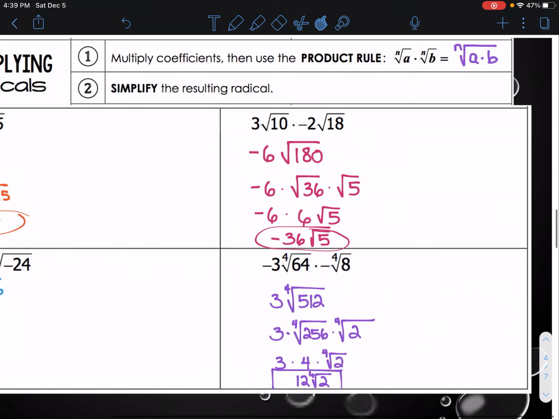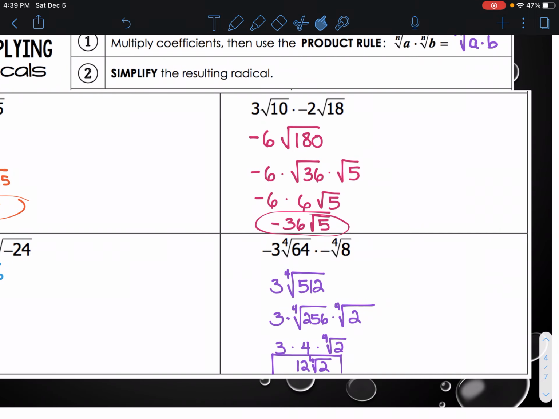So here on the second one, again, 3 root 10 times negative 2 root 18, and we're going to multiply the coefficients. So 3 times negative 2 gives us negative 6, and then the square root of 10 times the square root of 18 gives us the square root of 180. And then you break apart the square root of 180. The biggest perfect square root that goes into 180 is 36. So square root of 36 times the square root of 5. Simplify that, and at the end there we get negative 36 root 5.